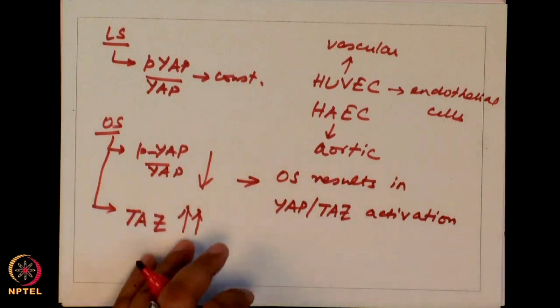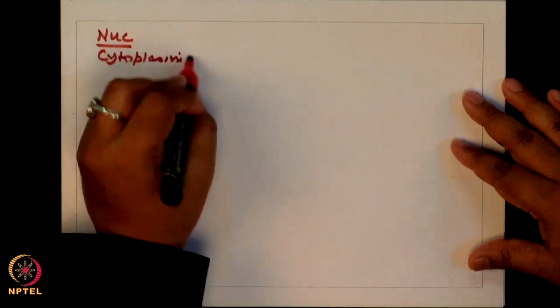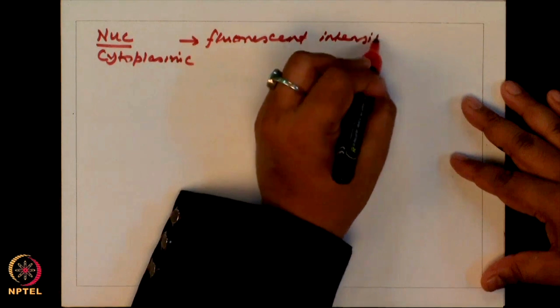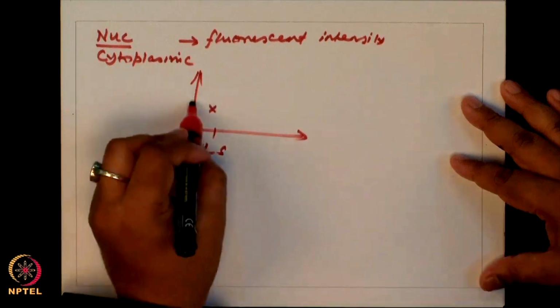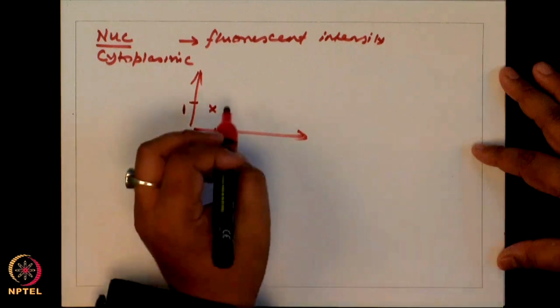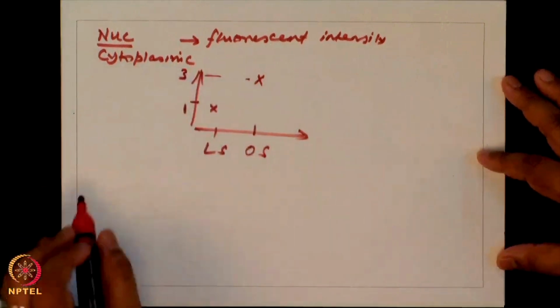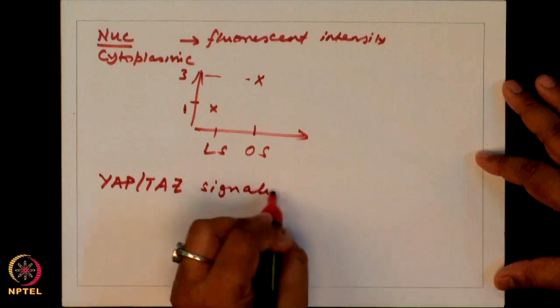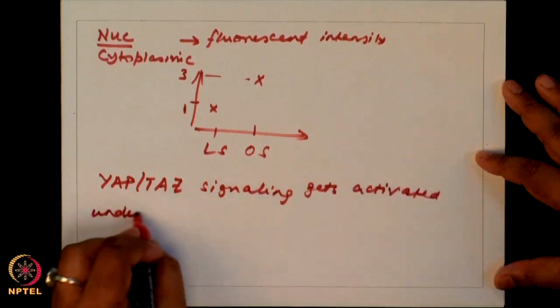And they also confirmed this by the localization signature. So, what they did was they tracked the nucleus to cytoplasmic fluorescent intensity signal, and what they found was, compared to laminar stress conditions where you had a given profile which was lesser than or comparable to 1, under these conditions this increased in OS, significantly increased to a value of 3. So, this confirmed that YAP-TAZ signaling gets activated under oscillatory shear stress.